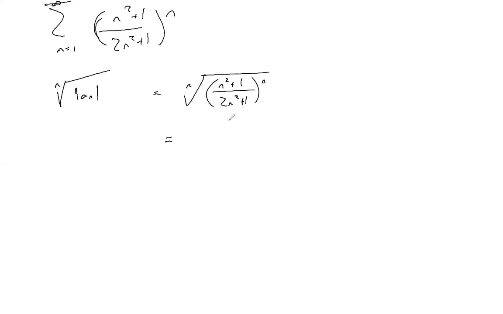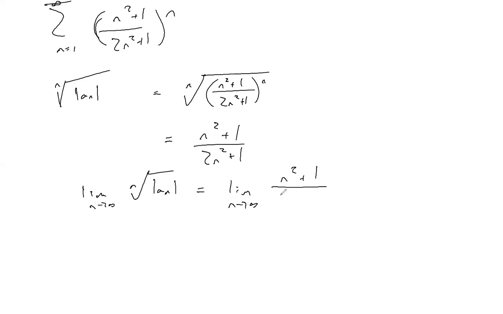So what happens when I take the nth root of something to the power n? The nth root and the n cancel, and I'm left with (n squared plus 1) over (2n squared plus 1). And then I want to take the limit of this, as n approaches infinity. What is this limit? We have the same power of n on top and bottom, so I look at the coefficients. The limit should be equal to 1/2. Since 1/2 is less than 1, root test says my series is absolutely convergent, which means it is convergent.